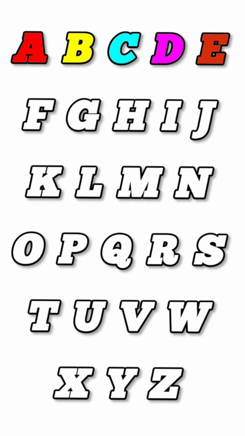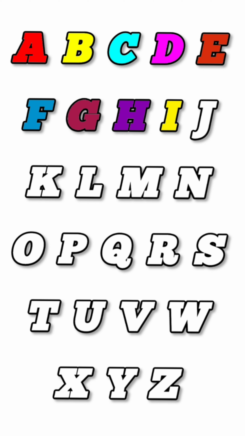E for elephant, E for eagle. F for fish, F for fruits. G for grapes, G for gun. H for house, H for hen.